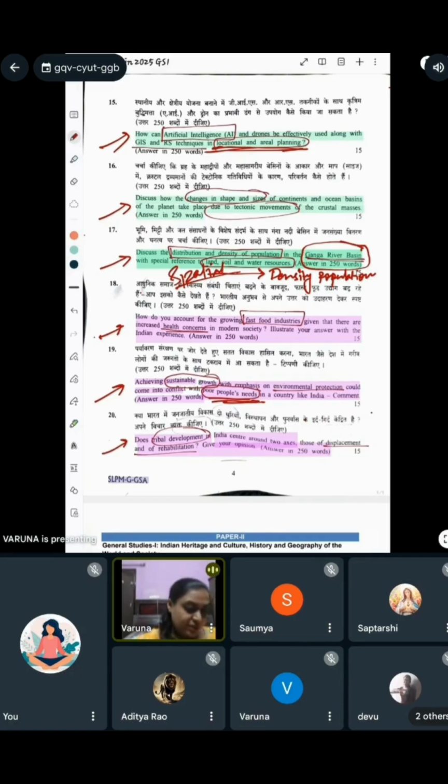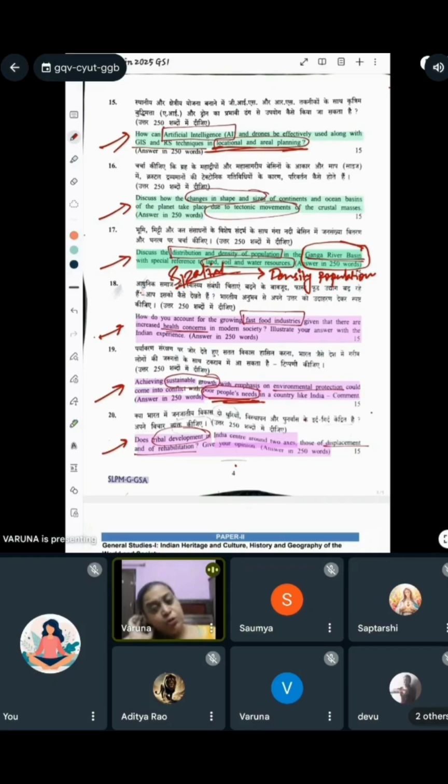Next: does tribal development in India center around two axes, those of displacement and rehabilitation? Give your opinion. So this topic is related with development and the social development part of the syllabus. So we have to prepare tribal development.